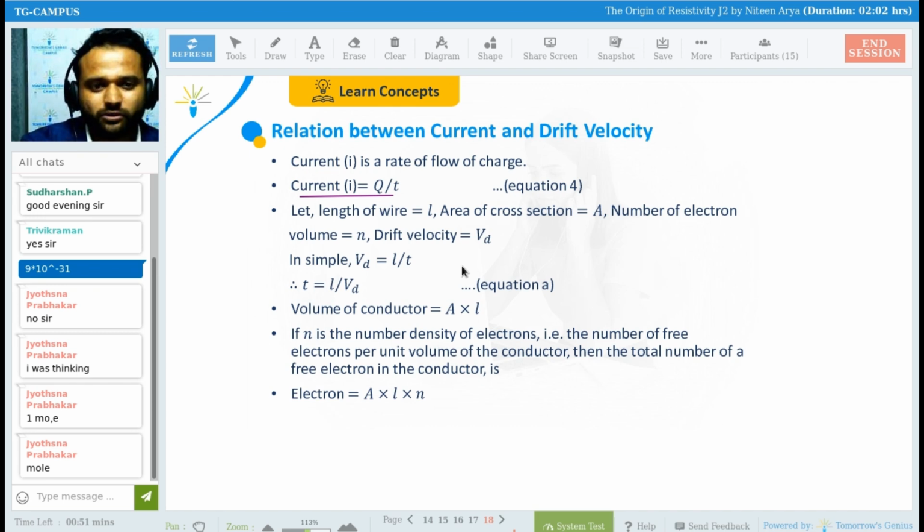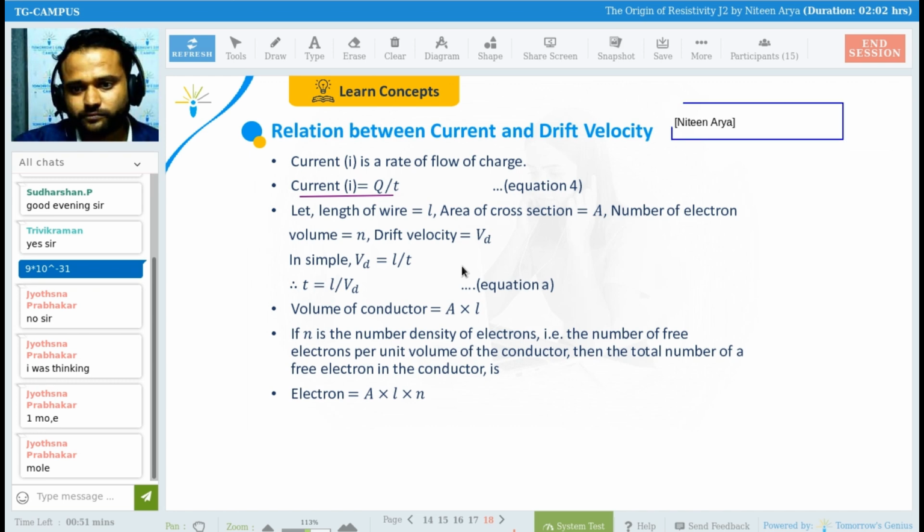Okay, let me draw this particular diagram. This is my favorite diagram in this particular teaching. Just give me a minute. So suppose this is a conductor. In this we have electrons.